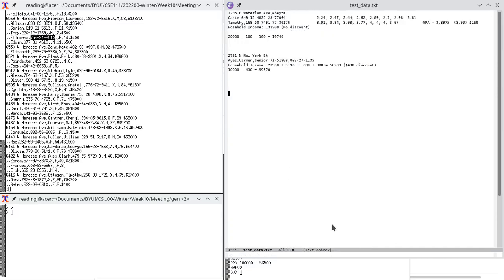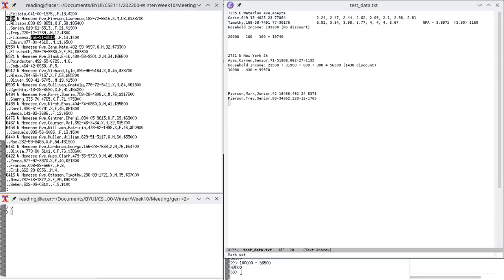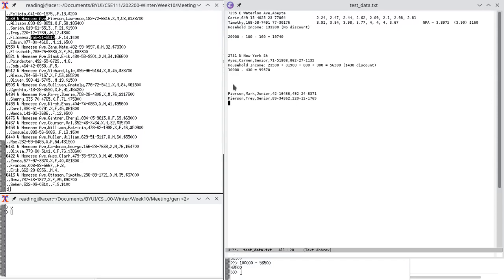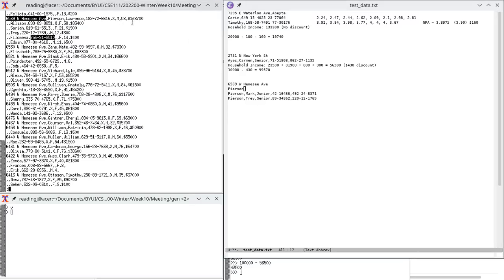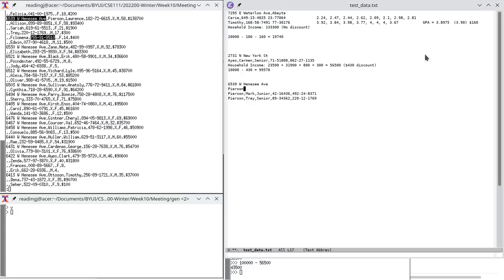Alright, so let's go back to our test data. Got those 2 students at this address. Family name is Pearson. And family income, mom and dad both make a lot of money, so they're not going to get a discount for household income. Okay, these people do have a household income. Good. So we've got at least 1 case with household income. What else do we need? So now we need to get their GPAs, right?